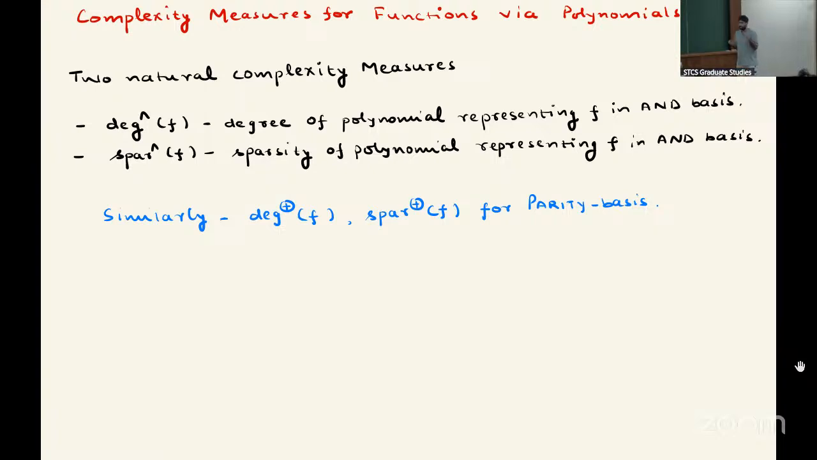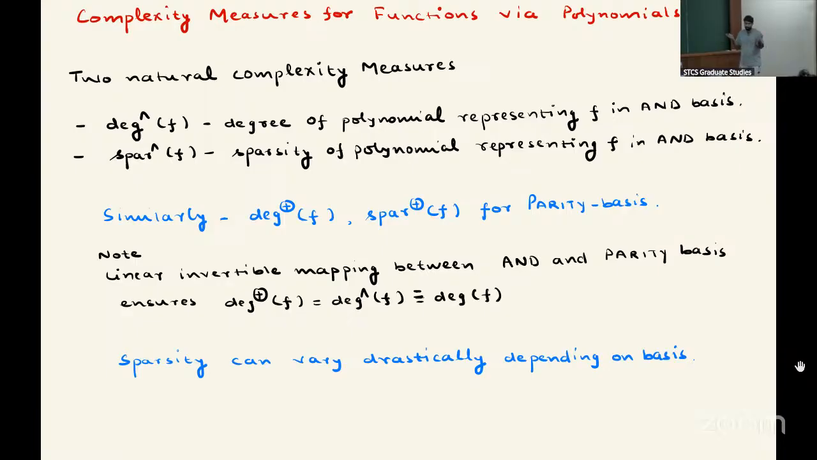I can define these two measures, degree and sparsity. The degree of a function will be the degree of the corresponding polynomial. Sparsity will be the number of non-zero terms in your polynomial representation. And I can define this degree and sparsity measure for both the bases, the De Morgan basis and the Fourier basis. And as I said, there is a linear transformation from one basis to the other, so degree is the same in both the bases. Although sparsity can vary drastically depending on what basis you're working with.